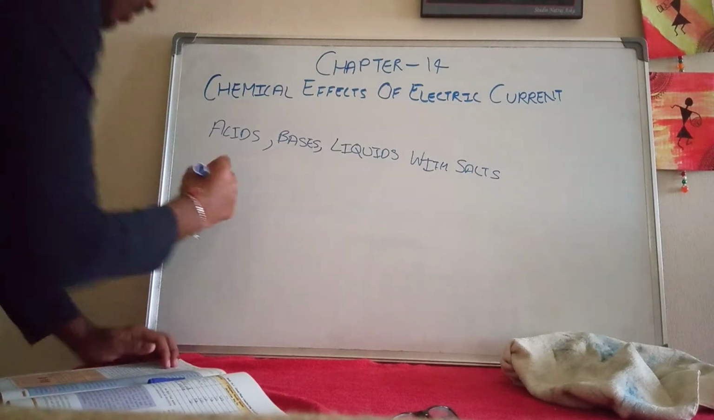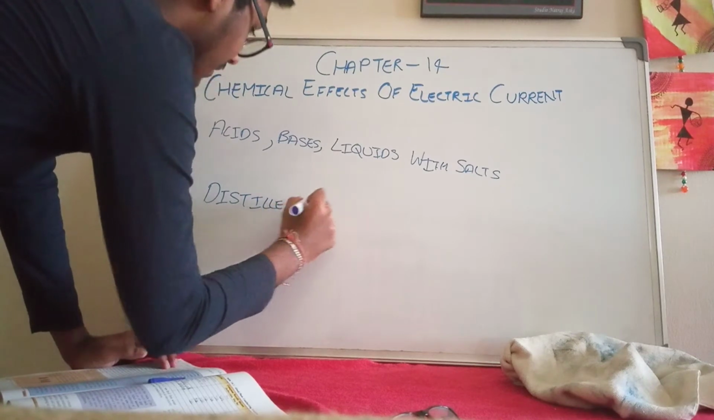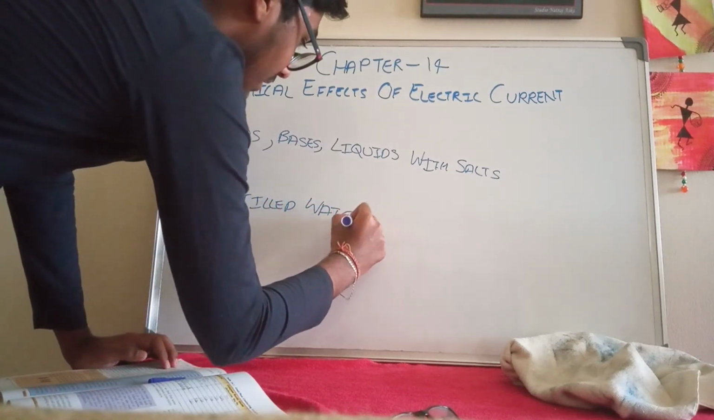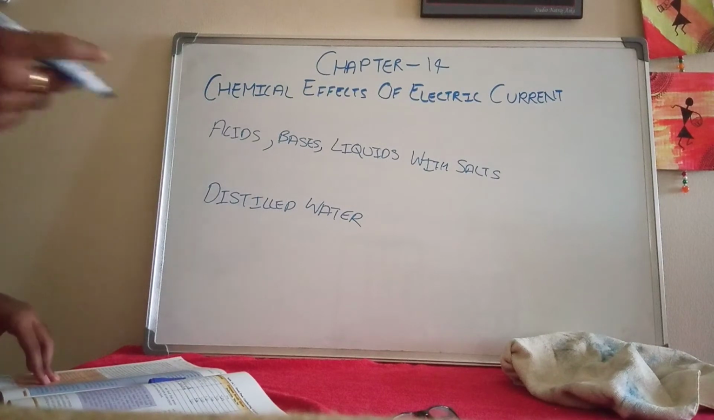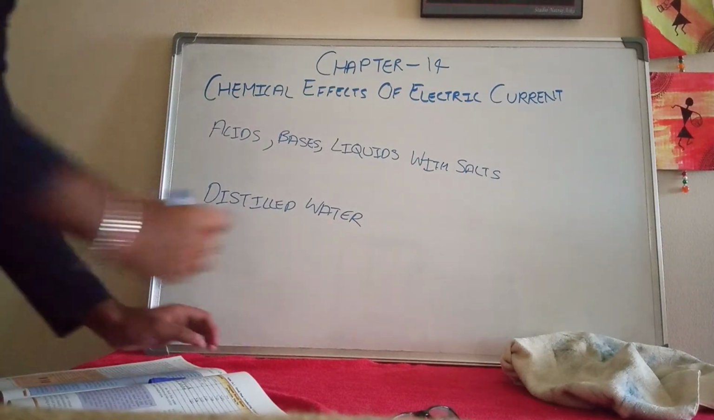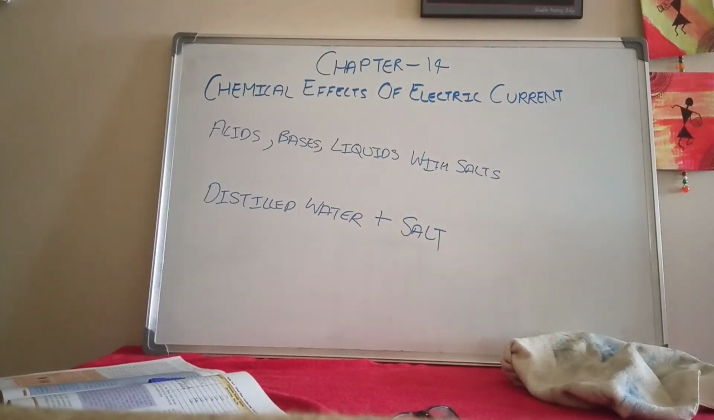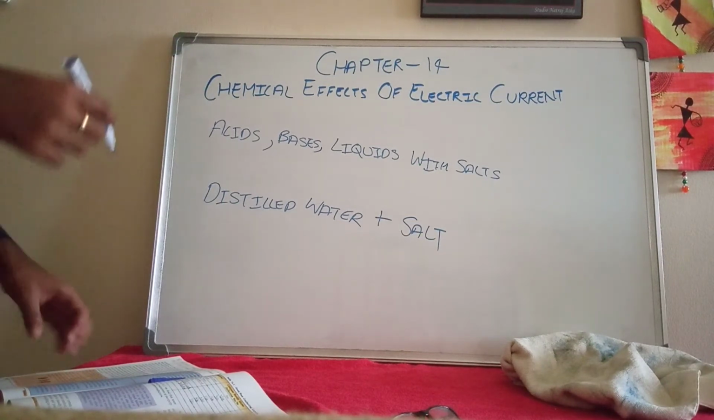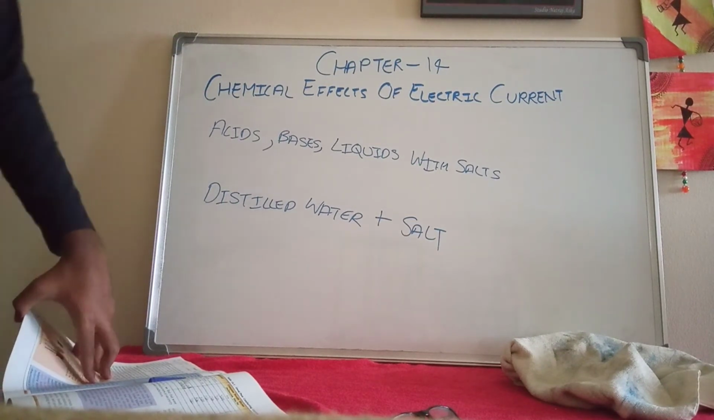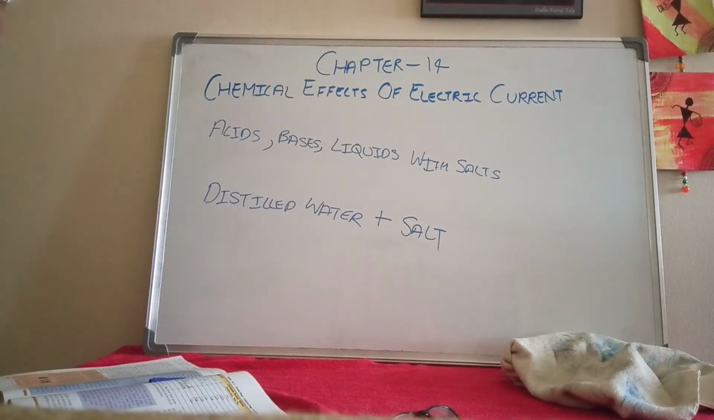Now take distilled water. Distilled water, as we have learned, doesn't have any minerals in it. It is just pure H2O. As there is no mineral or any salt present in it, it is a poor conductor of electricity. It cannot conduct electricity. But when you add salt to it, it becomes a salt solution. And as we know, salt can conduct electricity. So this is how distilled water turns conductive. When distilled water is mixed with salt, it has the ability to conduct electricity.